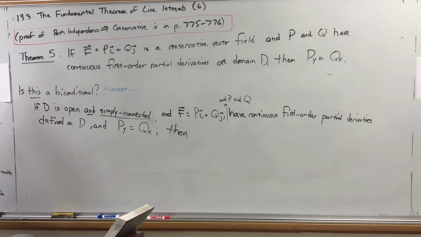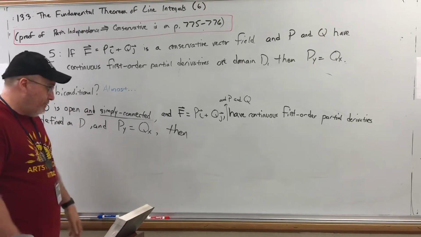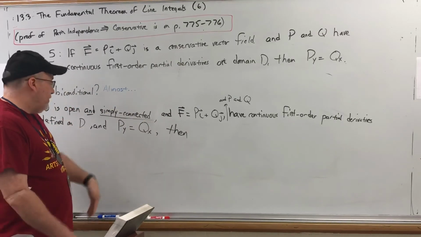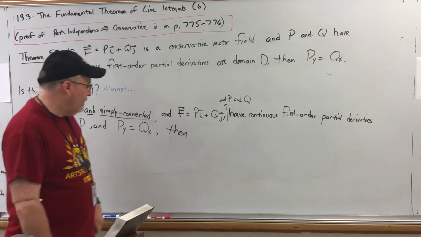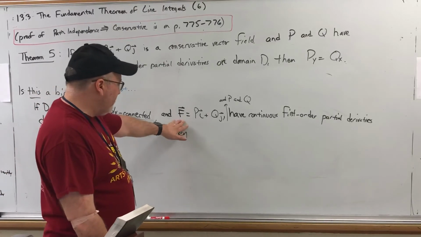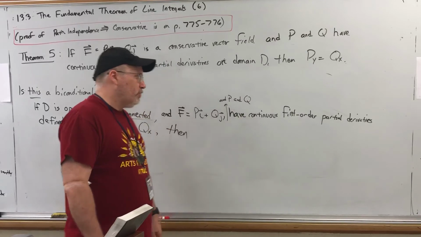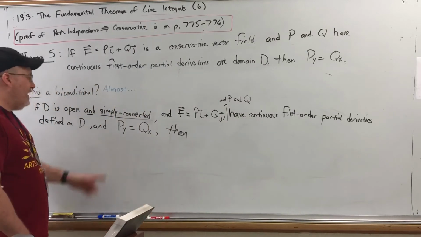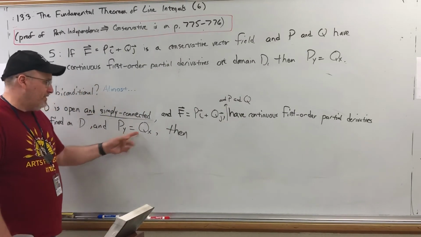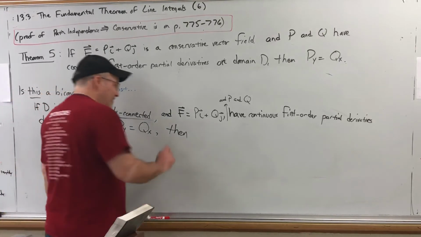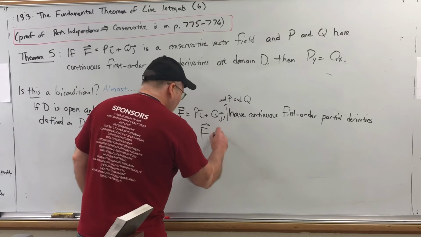All right, so if your domain is open and simply connected, doesn't contain its boundary, you can connect any two dots without leaving the set, but the domain has no holes in it, and vector function f is Pi plus Qj, and P and Q have continuous first order partial derivatives on D, and the partial of P with respect to y is equal to the partial of Q with respect to x. So a lot of things have to be in place. Then f is conservative.